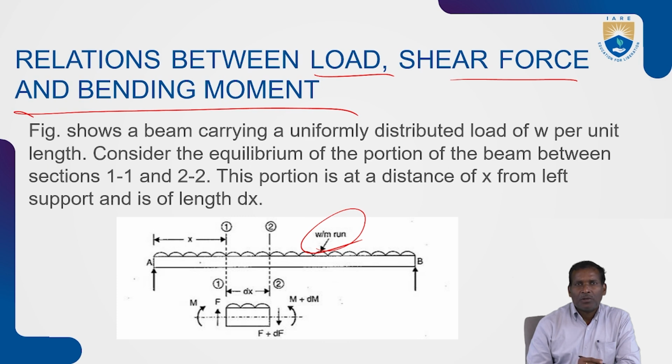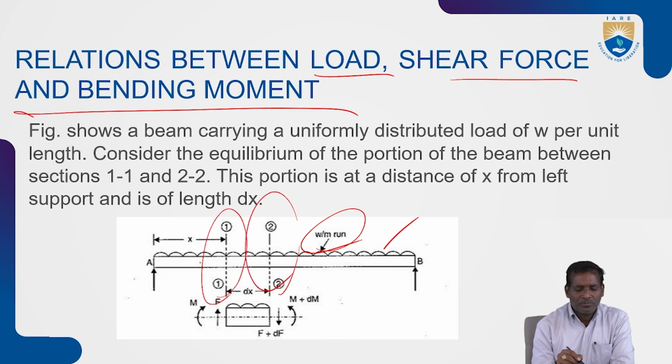Consider the equilibrium of the portion of the beam between sections 1-1 and 2-2. Here, the beam carries a uniformly distributed load W per unit length. So consider the equilibrium of the portion of the beam between 1-1 and 2-2. This portion is at a distance of x from the left support and is of length dx.